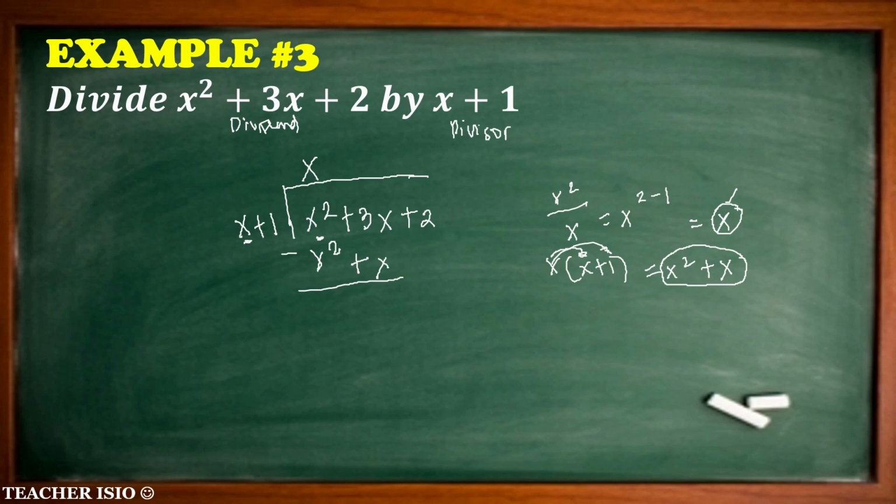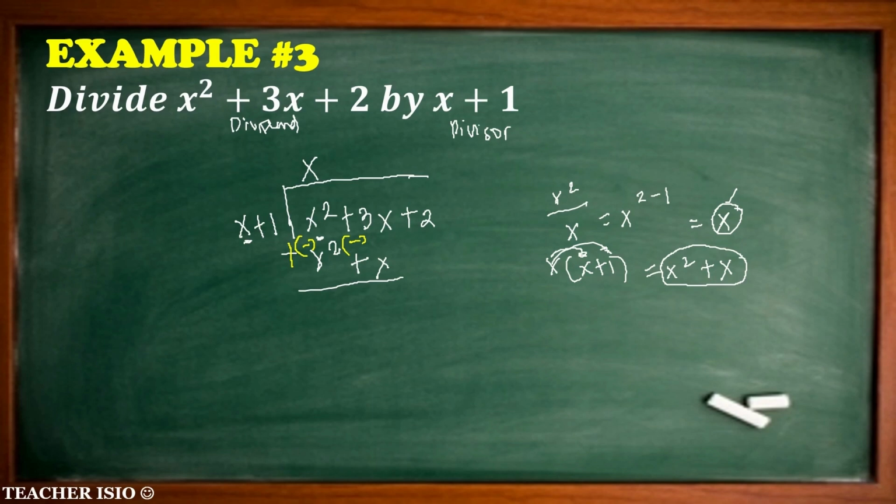So, kung natatandaan nyo, when we are subtracting polynomials, ang ginagawa natin dun sa subtrahend, chine-change natin yung sign, at ang operation din, chine-change natin. So, ito ay magiging plus na. Since this is positive, magiging negative. Let's continue.